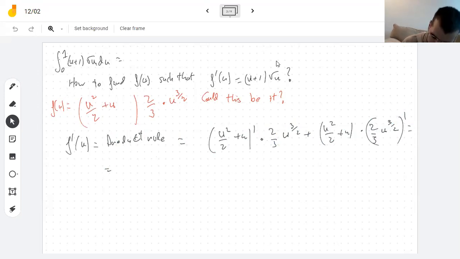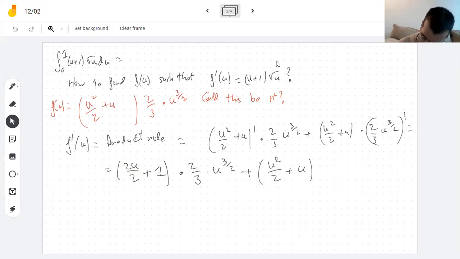So Sydney told me the answer to both. 2u divided by 2 plus 1. So the power rule, u squared becomes 2u, u to the 1 becomes just 1. This part I'm not taking the derivative of. And now I don't take the derivative of the first thing. And now, using the power rule here, you subtract 3/2 minus 1, which is 1/2.